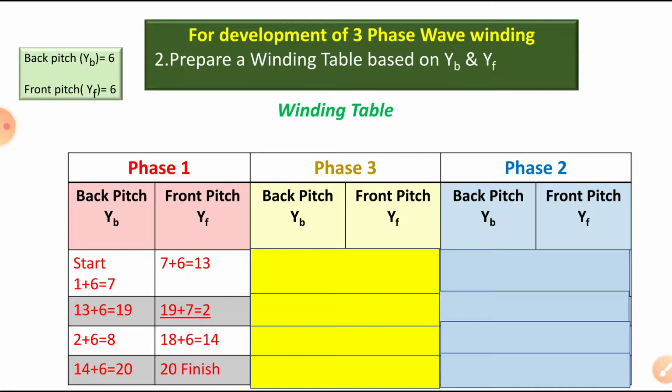Okay. Similarly, the phase 3. Here we allotted the slots. What are the slots we allotted? So the slots are, we know, the slot winding.